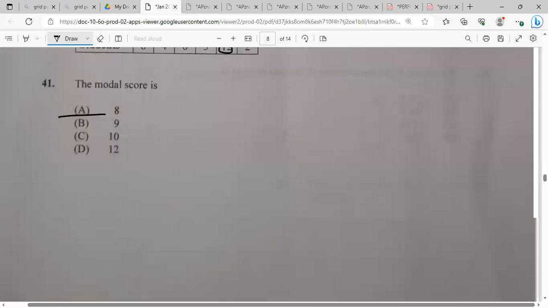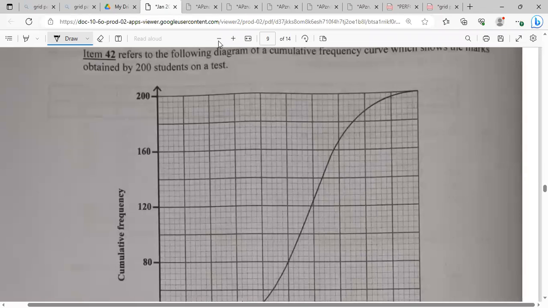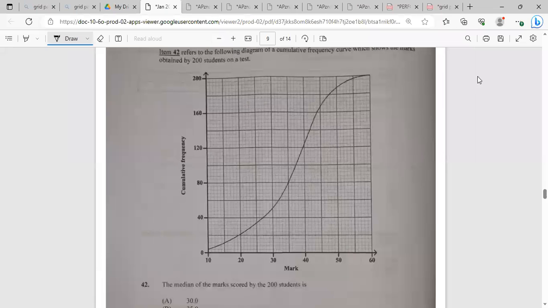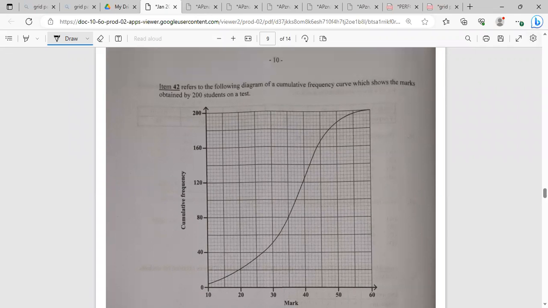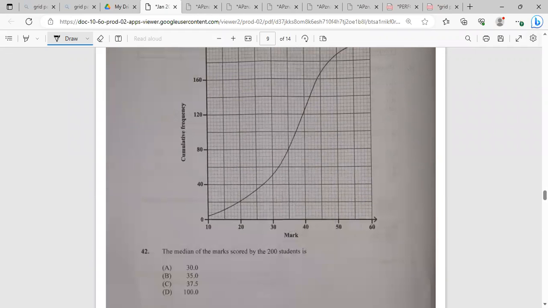All right, let's look at 42. Item 42 refers to the following diagram of a cumulative frequency curve, which shows the marks obtained by 200 students on a test. The median of the marks scored by the 200 students is... so let's read it across. It's at 35, 36, 37. Well, then put on the 0.5. He said, we stop bringing questions.